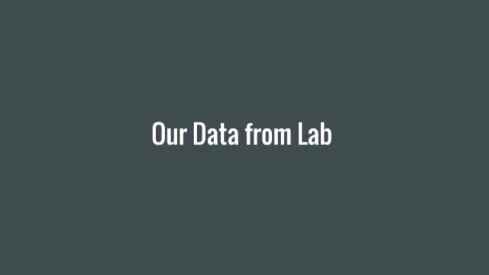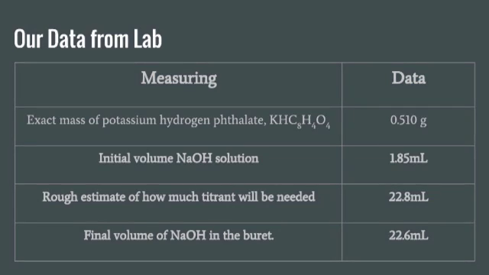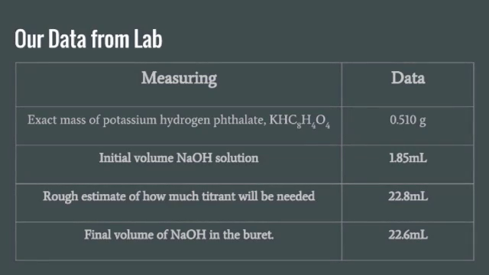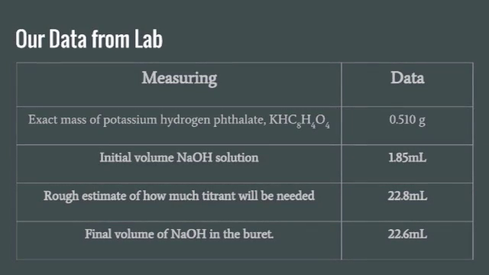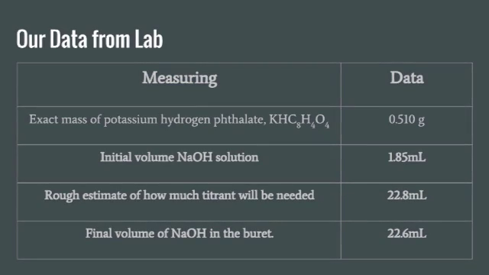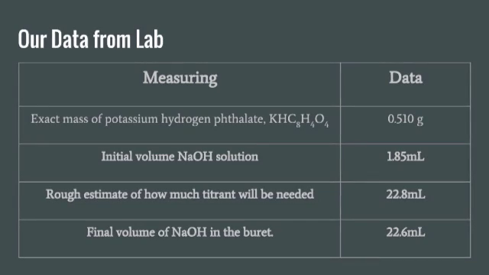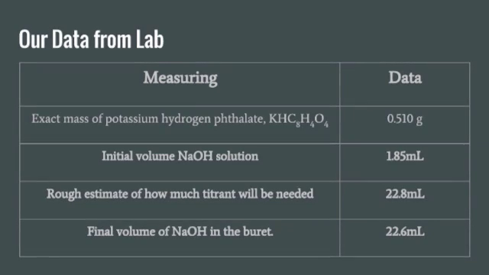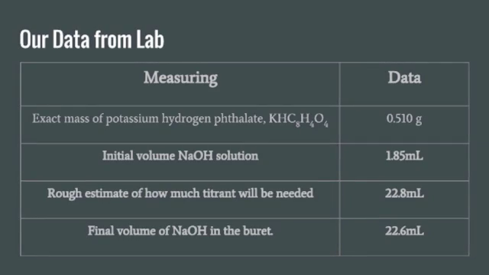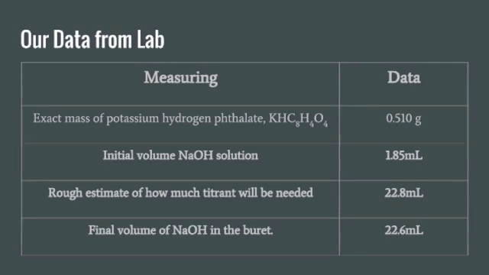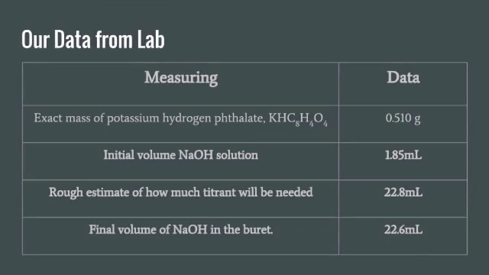Our data from our lab is shown here, and what you want to record in a data table is the exact mass of your potassium hydrogen phthalate, your initial volume of NaOH solution, a rough estimate of how much titrant will be needed, and a final volume of NaOH in the burette. Lastly, you're going to perform calculations with the data so that you can use this technique of titration to determine the concentration of the unknown solution.